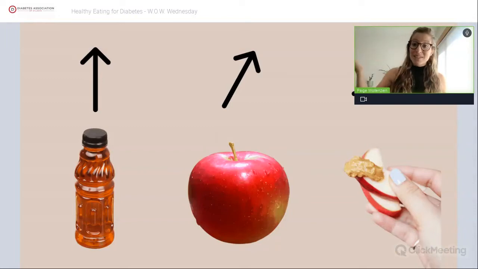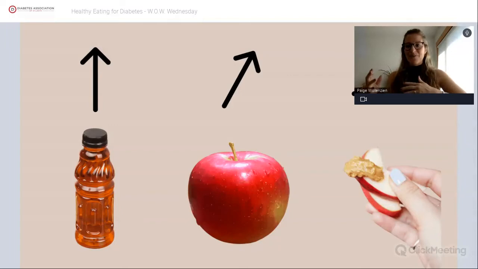Therefore, it is still going to cause a blood sugar increase. But that digestion process to get glucose into our bloodstream is going to be slowed down just a bit, and it's going to cause less of a rapid rise in our blood sugars.